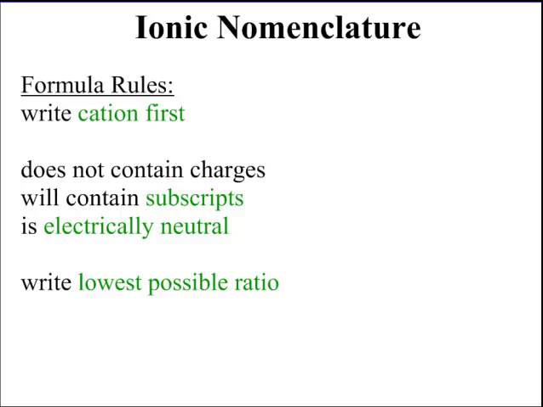The rules then for writing ionic formulas are, always write the cation first. Formulas do not contain charges. These charges were used to determine the subscripts, so the charges are gone. Ionic formulas will contain subscripts, and that includes understood ones. We don't write the 1, but it's understood to be there. The end formula should always be electrically neutral, and you always write the lowest possible ratio.